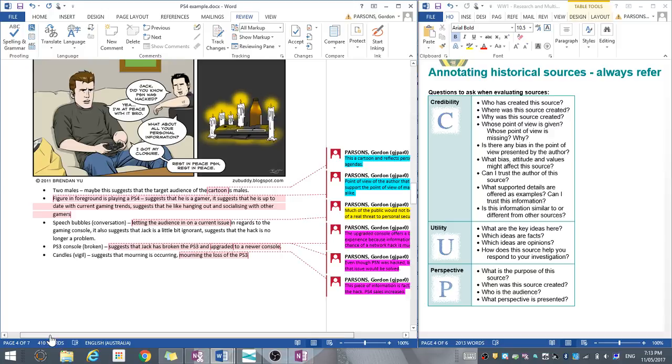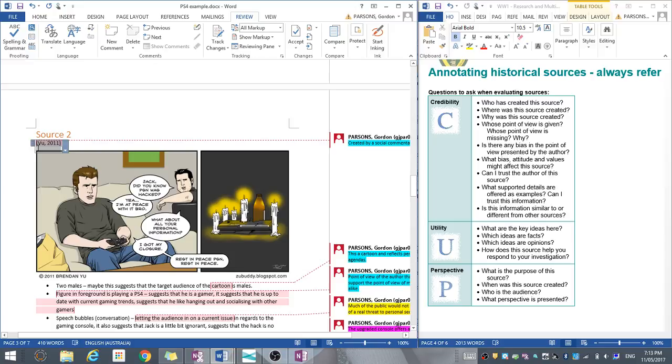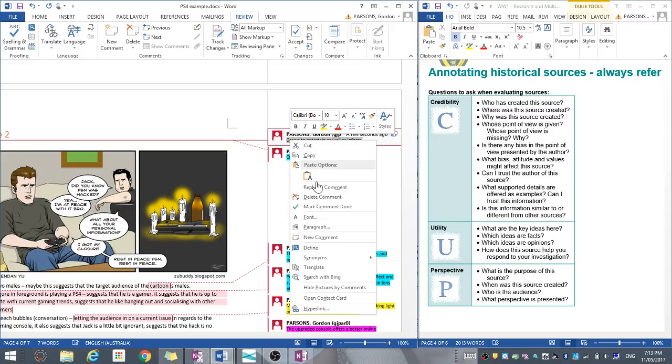Because this is actually a blog, if you have a look at the link down here, it's actually a blogspot, so it's someone's personal website. It's also actually produced to entertain as well. So before we move on, I'm actually going to add another comment to say it is drawn to entertain as well as inform. Let's highlight that one yellow as well because we've moved on. There we go.